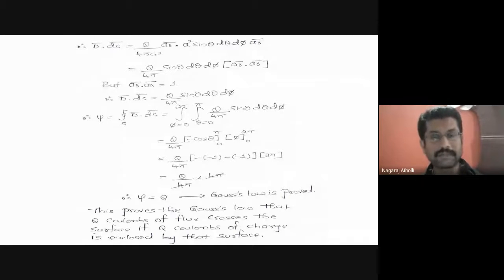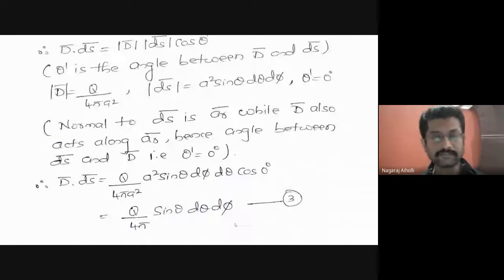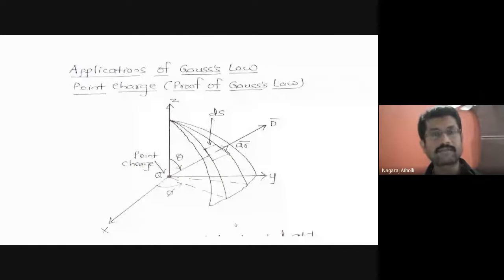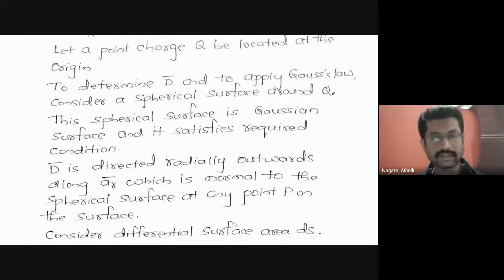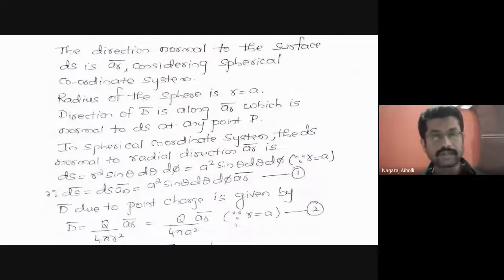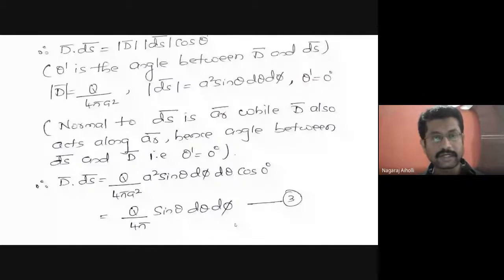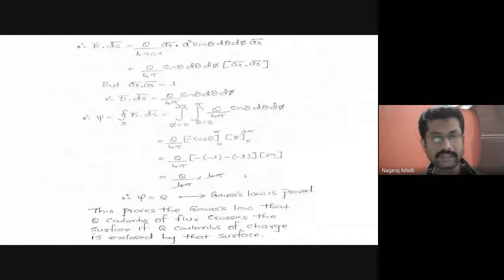This may be asked in the examination: to prove the Gauss law considering the point charge. Then you have to consider the application of the Gauss law, and then you have to prove it. All these steps you have to write down, and finally prove that psi is equal to the surface integral of D bar dot dS bar is equal to Q. Okay, it is equal to Q here.